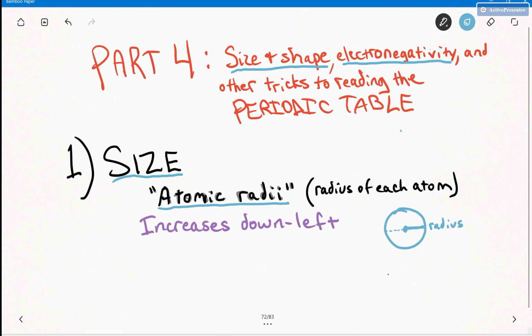So atomic radii would be the radius of the atom, and that includes the nucleus and the orbitals and the valence shell orbital that goes around the nucleus where the electrons orbit. Now, if you look at the periodic table, as you go down the table and to the left, the size gets bigger, and I can explain to you why in these next couple of pages.